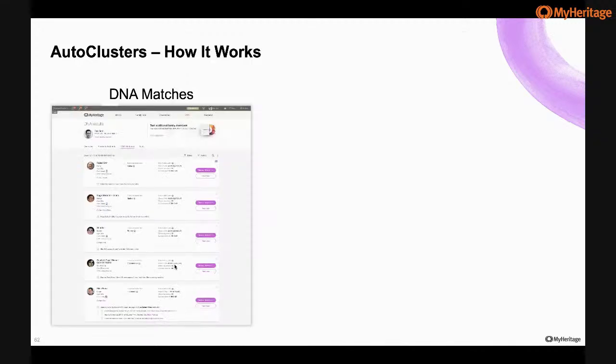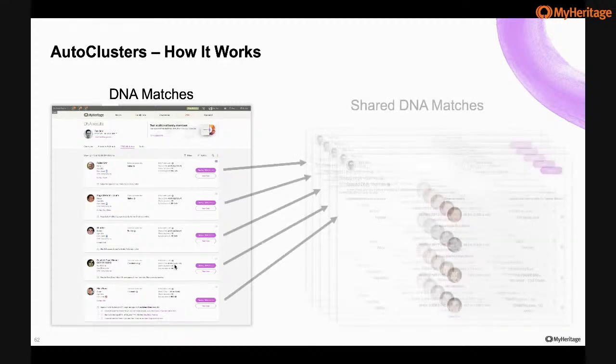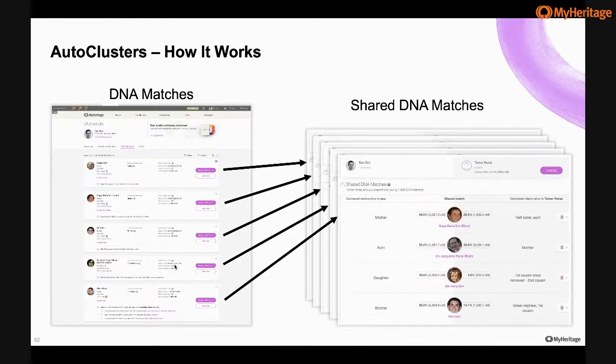Here, this is my DNA matches list, okay? And for each one of the people here, we saw that there's a shared DNA matches component, which shows me who I'm matching with and the other person is matching with. And what we're doing here is that we're looking at the shared DNA matches and we're trying to build groups of people who are matching one another.